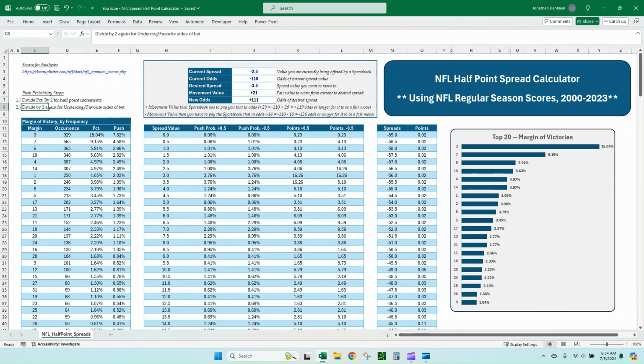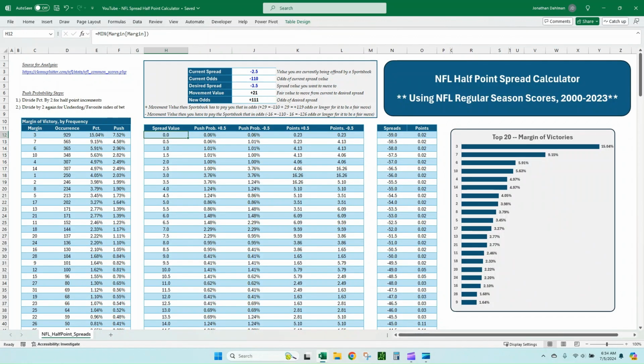The second step is we take these push probabilities, what we divided by 2, and divide that by 2 again, because now we have spread values where there are two sides to that bet. There's the underdog and the favorite. If you place one side, the sportsbook is on the other side of that bet. So, recognizing that there are two sides to that coin, we divide by 2.